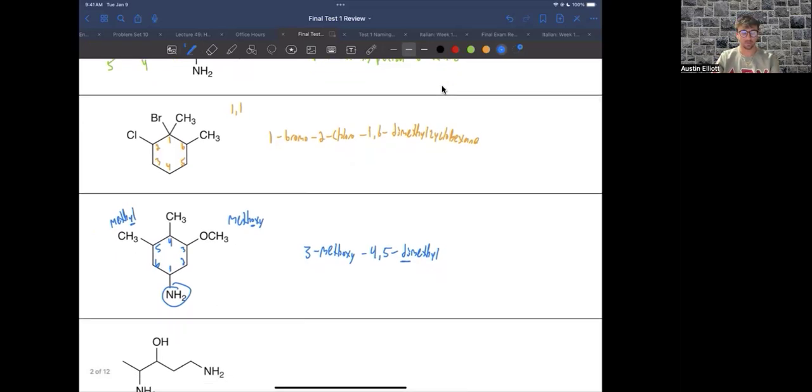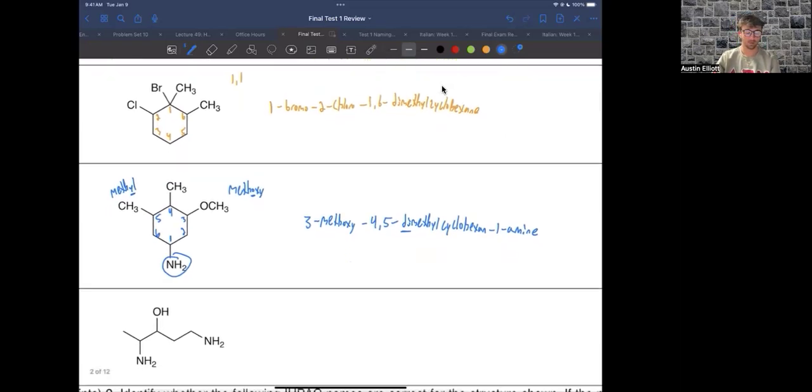So 3-methoxy, 4,5 dimethyl. Then we have a cyclohexane ring again. But this time we have an amino group there. So it's going to be cyclohexane, no E right there. And you can either do 1 amine or cyclohexanamine with no 1. The 1 is redundant in this case since it's that functional group. Moving on to the next one.